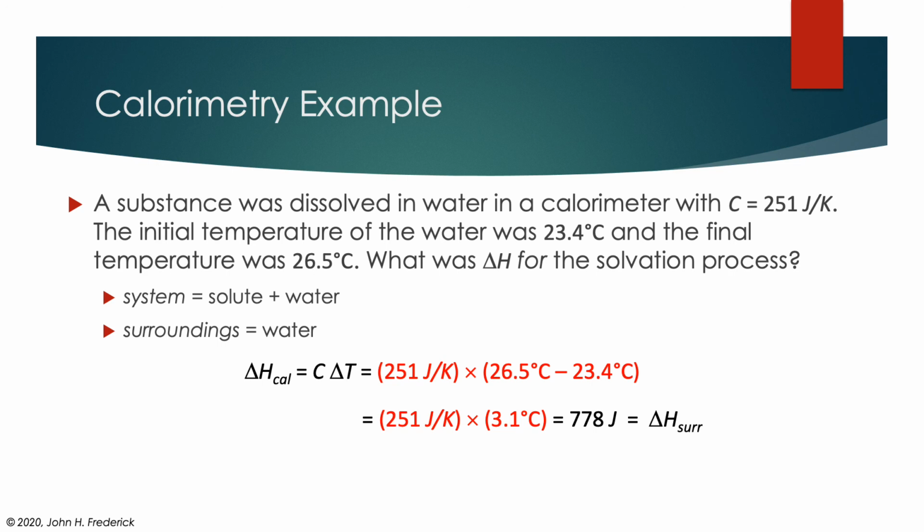All right, now using that complementary relationship with the system, we would find that the enthalpy change of the system is now going to be negative 778. So that tells us that this is an exothermic process. The system is giving up heat, and in giving up heat, it's heating up the surroundings. That's why the surroundings have increased in temperature from 23.4 to 26.5. I hope this makes sense, and we'll see some more examples of calorimetry in coming lessons.